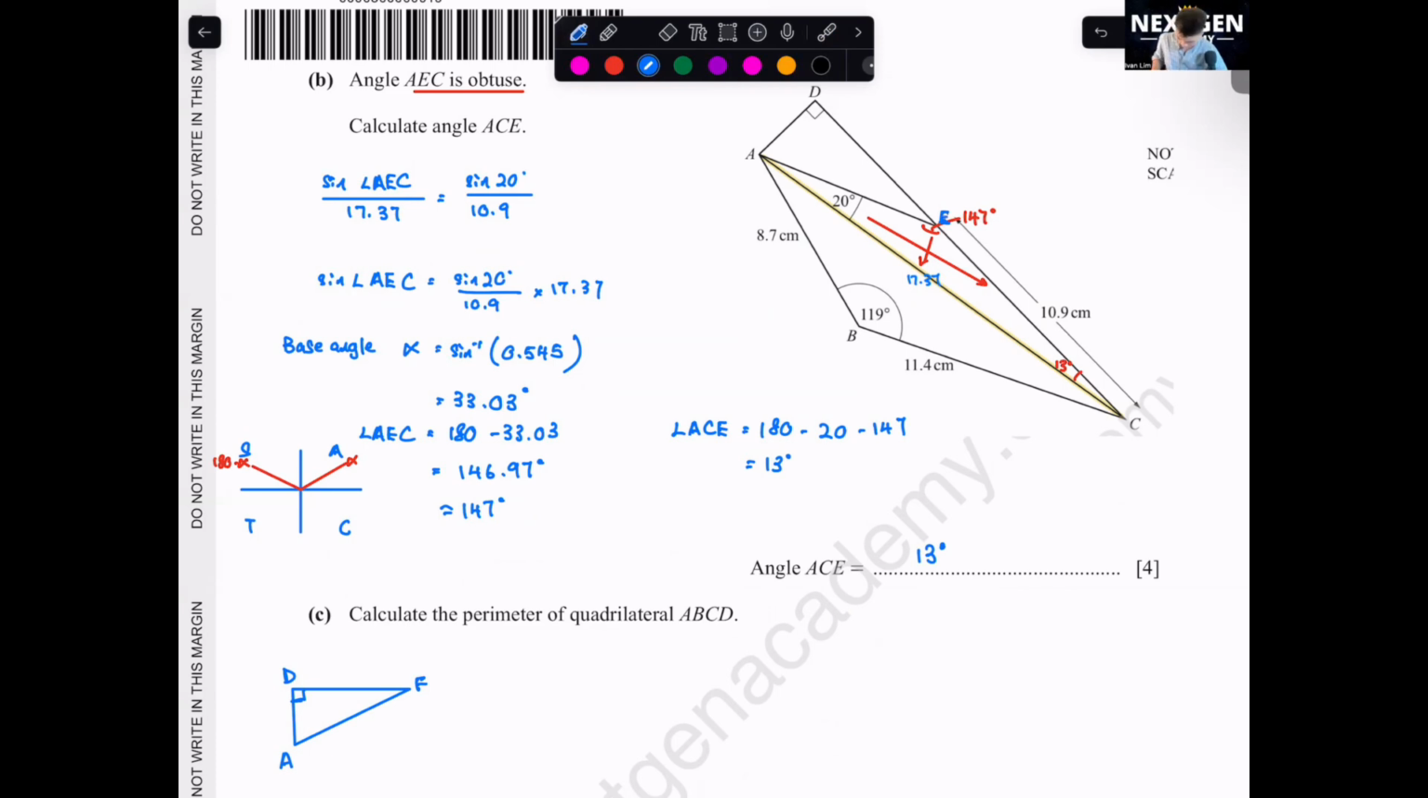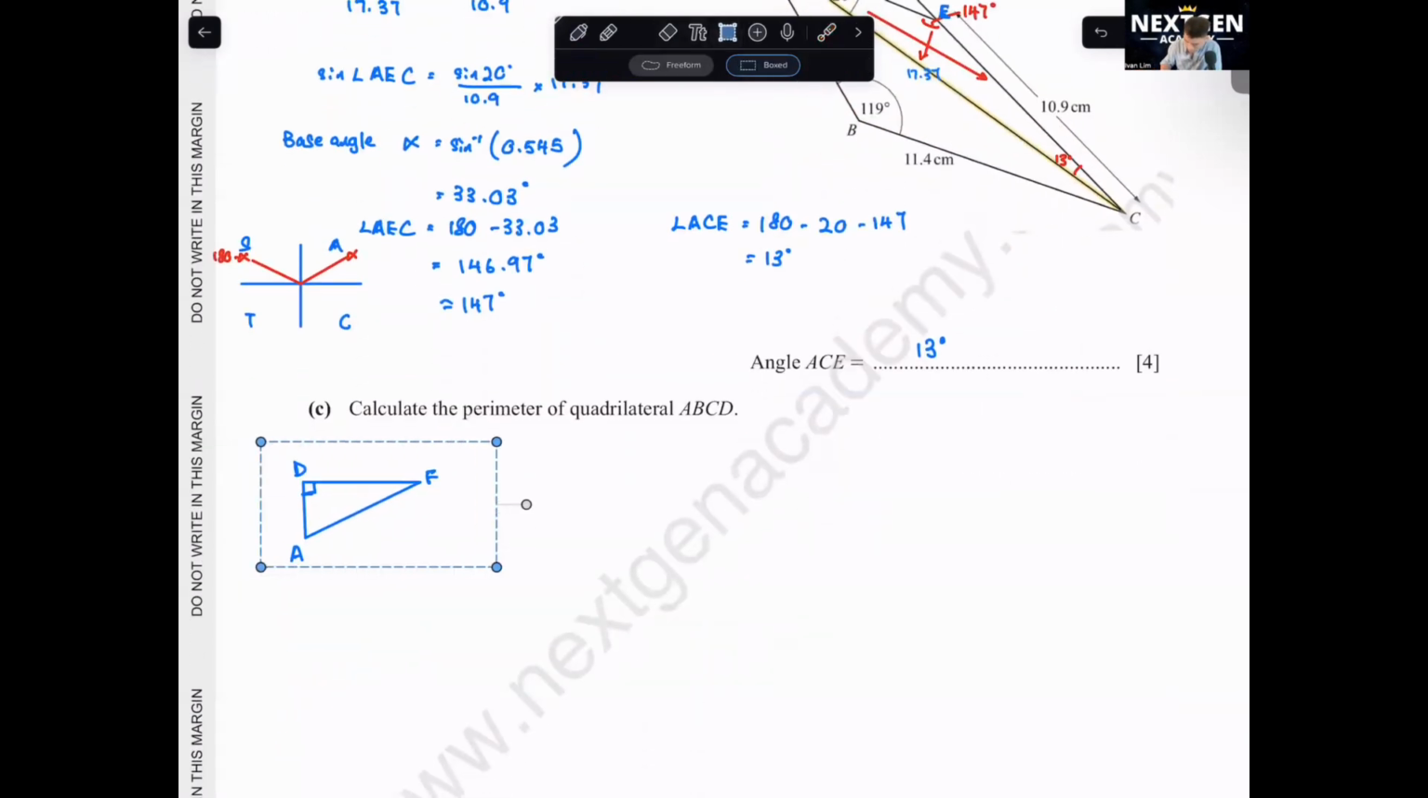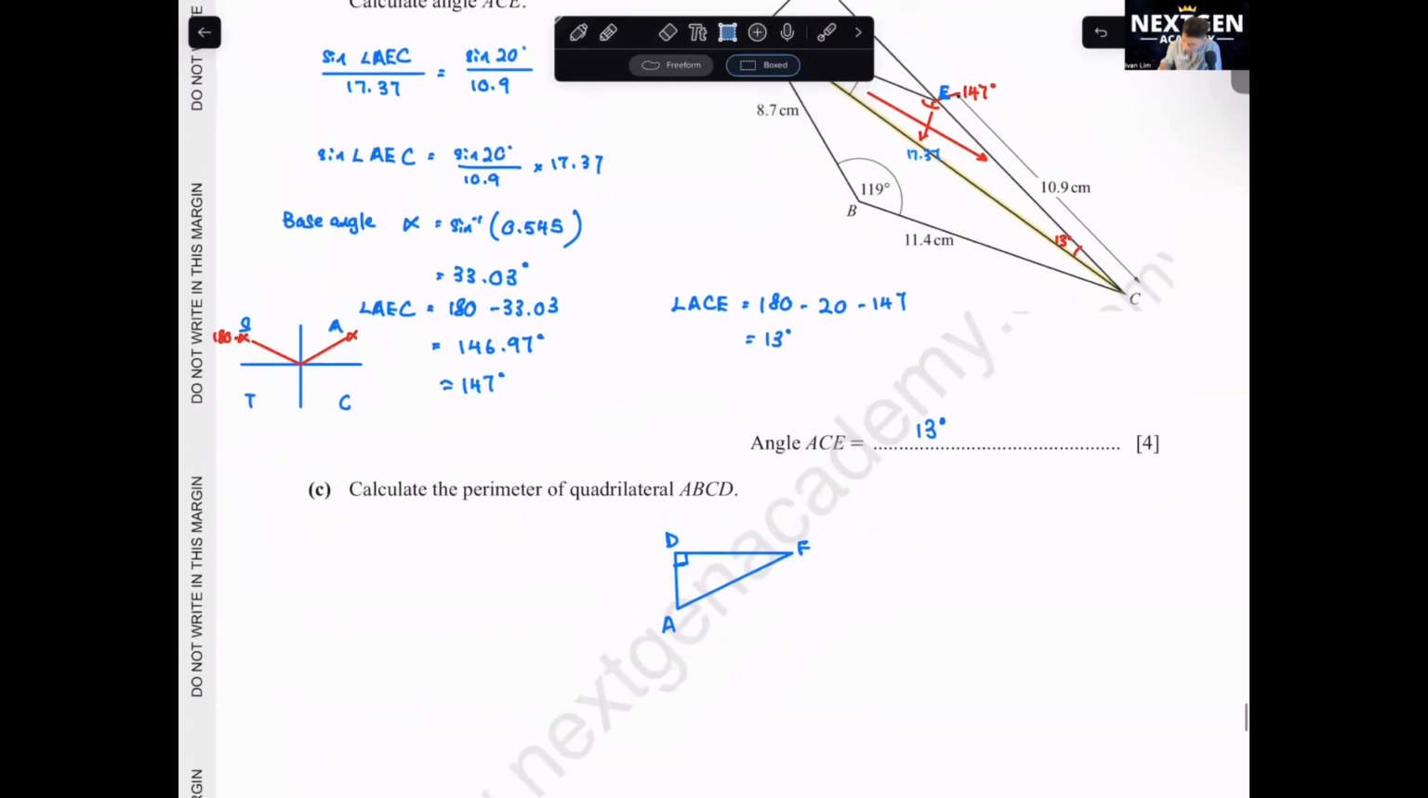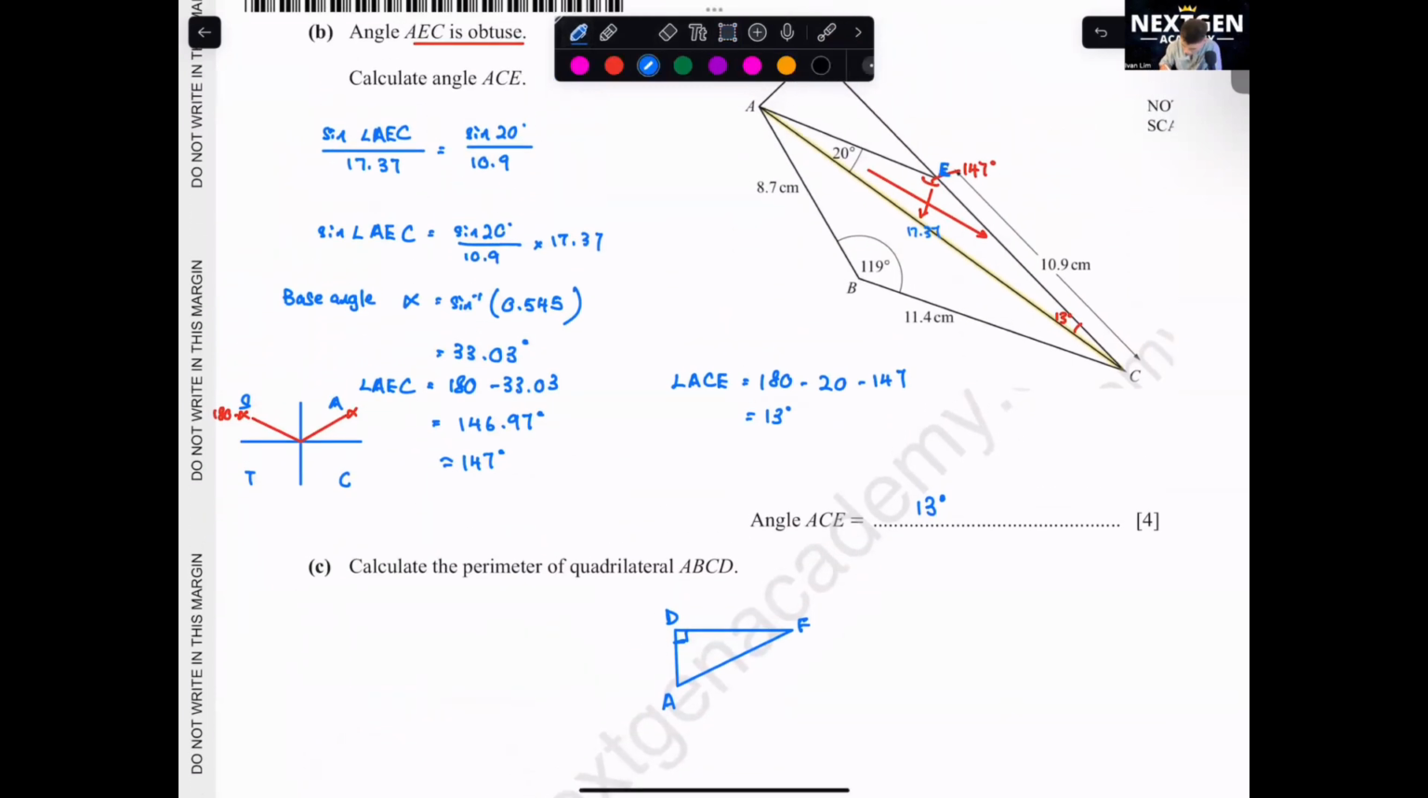Okay, how to find AE? AE, we will be using this triangle. This one later only we use this triangle. I want to use this part here. Let me just write it down first. Okay, A, E, F. Here is 147. Here is 20. Here is 13. What else do we have? We have 17.37. We have 10.9 here. So you got so many different information already.